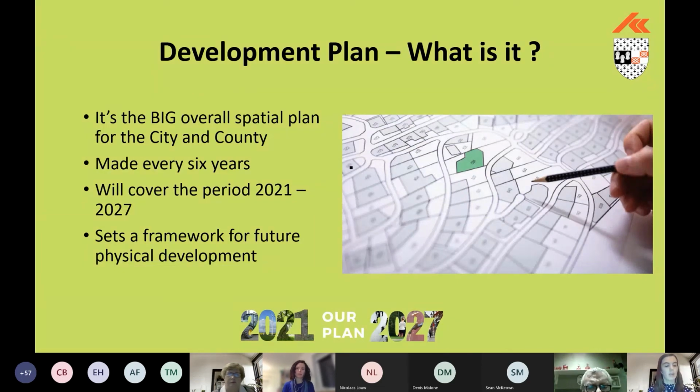So the development plan, and what is it? It's the big overall spatial plan for the city and county. It's made every 6 years and will cover the period from 2021 to 2027, and it sets a framework for the future physical development of the county.